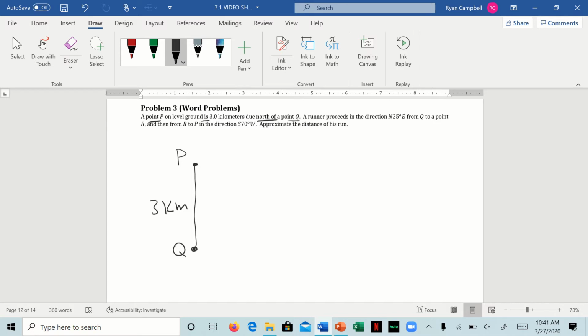All right. So a runner proceeds in the direction from Q north 25 degrees east. So this is going to be 25 degrees. Oh, we can probably draw a little smaller. There we go. Then from R to P, right? So this is R. South, 70 degrees west. Okay?